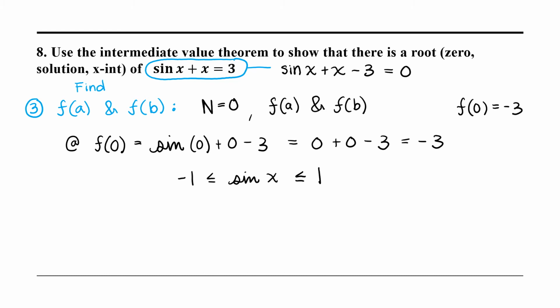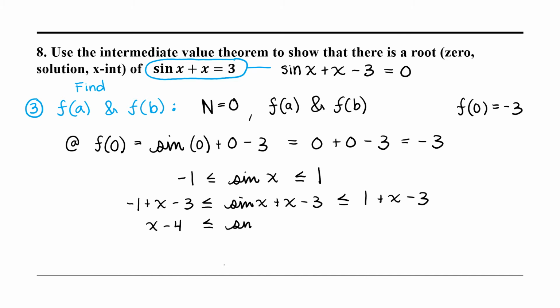And then we can transform this middle chunk to look like that sine of x plus x minus 3. So we'll add x minus 3 to each part of this. So we have negative 1 plus x minus 3 is less than or equal to sine of x plus x minus 3, which is less than or equal to 1 plus x minus 3. So we have x minus 4 is less than or equal to sine of x plus x minus 3, which is less than or equal to x minus 2.